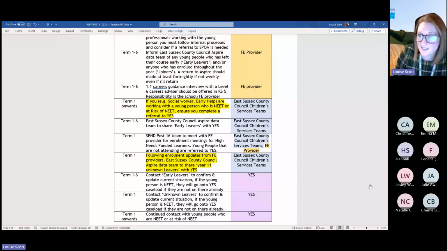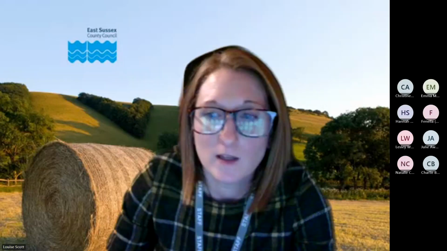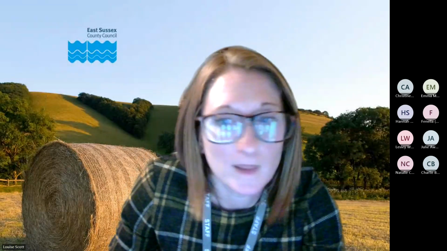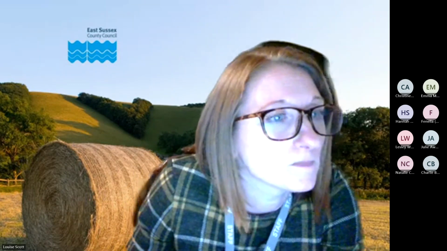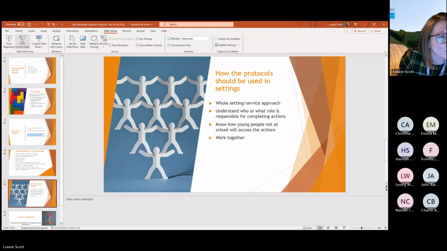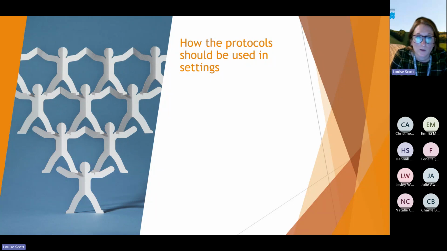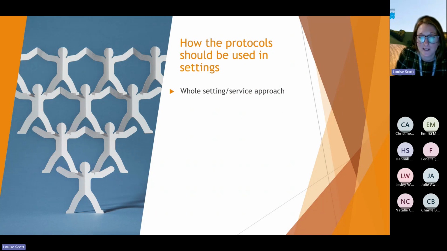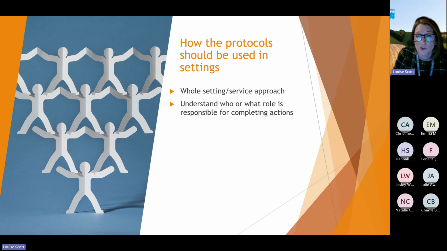Okay, so there's some highlighted from the year 12 protocol. So I'm just going to go back now to the presentation. Okay, so what I just want you to have a think about is how the protocol should be used in your settings. So as I've mentioned, it's a whole setting service approach. So when we say whole setting service approach, how would that work within your setting?